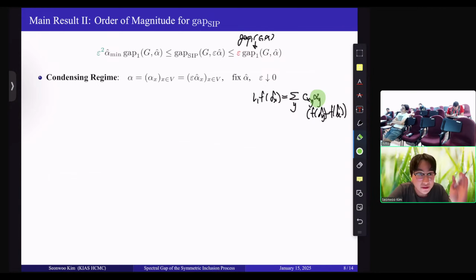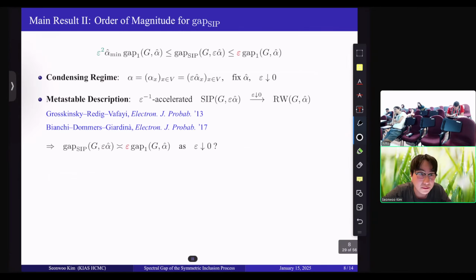And then here we just take the alpha minimum, and you can see that there's an epsilon squared in the left-hand side. So the two-sided inequality, both the lower and upper bounds, give different orders of magnitude as epsilon goes to 0, such that it is far from being sharp, right? And then to see which one is the actual scale of this gap of SIP, we can refer to the following metastability results.